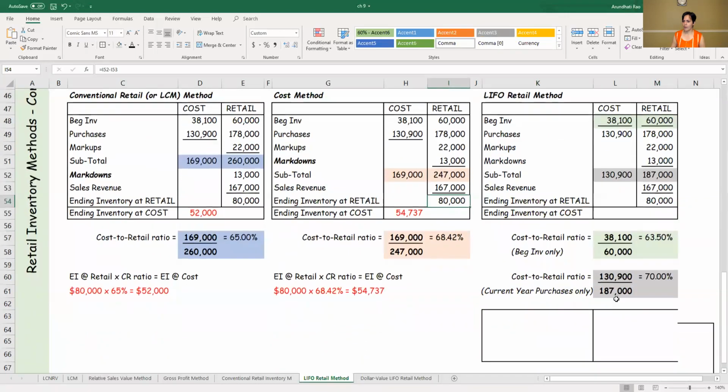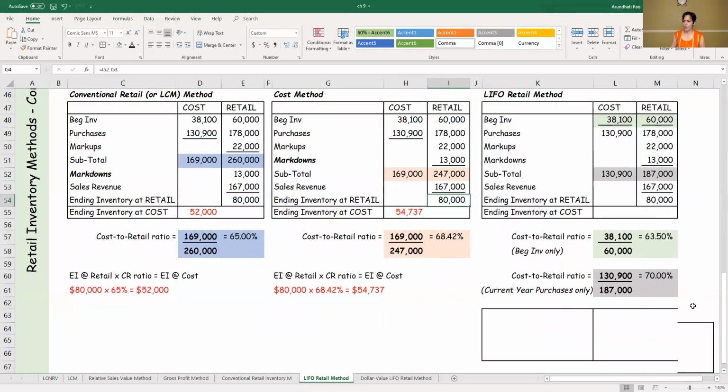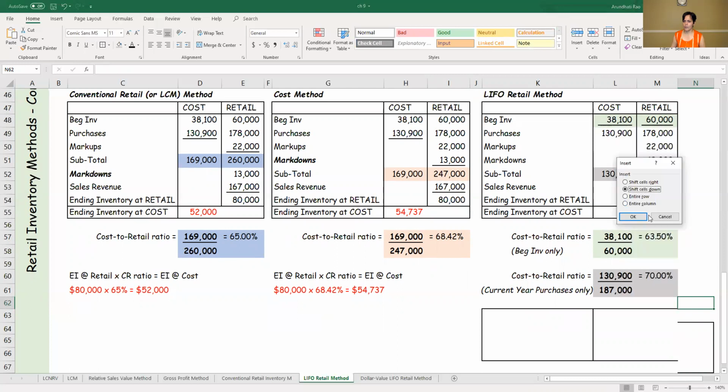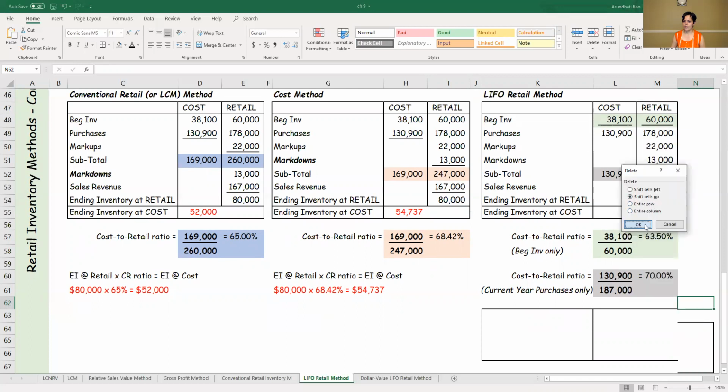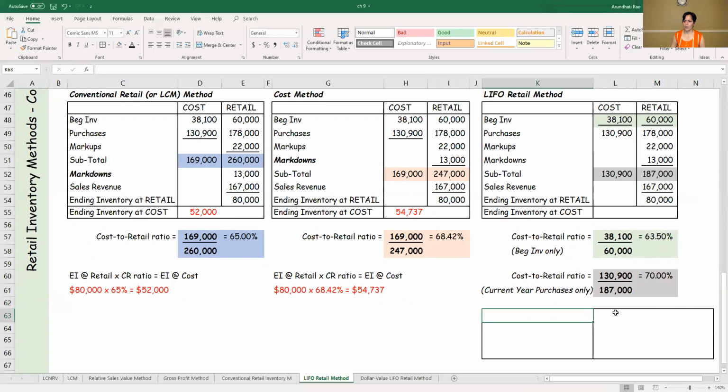But now I have two ratios. So what do we do over here? Let me just do a quick thing here. What I'm going to do is list my layers. My layers, I'll list them.